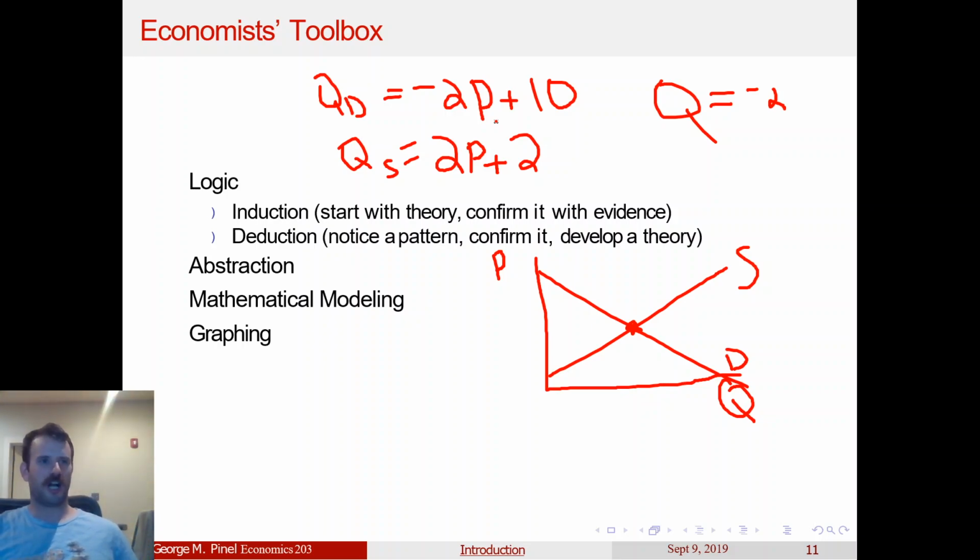So we used mathematical modeling, and then we topped it off by using graphing to show how the mathematics would apply and how to represent these equations in, I think, a little bit more intuitive way relative to just having the equations. So these all fit in the general economist toolbox.